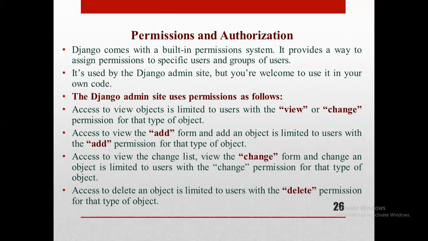Here the Django admin site uses permissions like add, view, change, or delete. Access to view objects is limited to users with the view or change permissions for that type of object. Access to view the add form and add an object is limited to users with the add permission for that type of object. Access to view the change list, view the change form, and change an object is limited to users with the change permission. Access to delete an object is limited to users with the delete permission. So the Django admin site has permissions like add, view, change, and delete. We have four permissions.